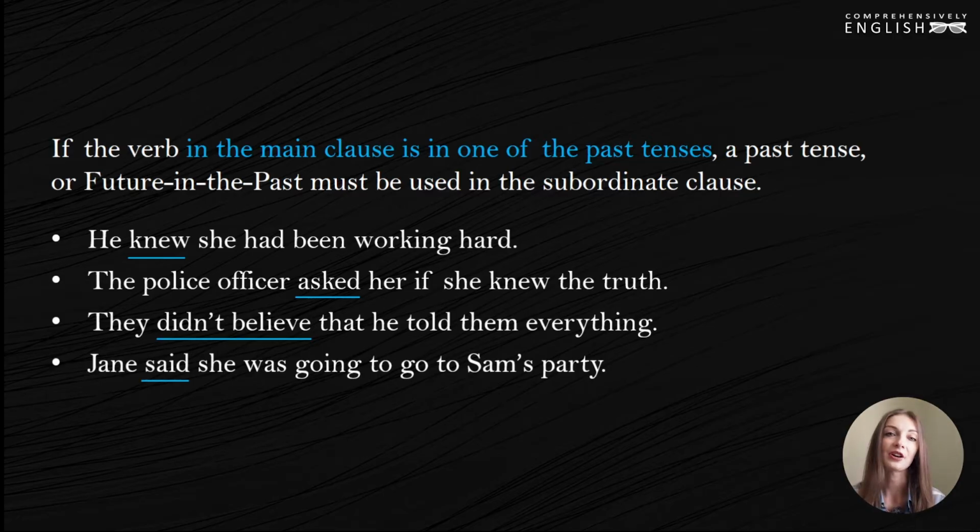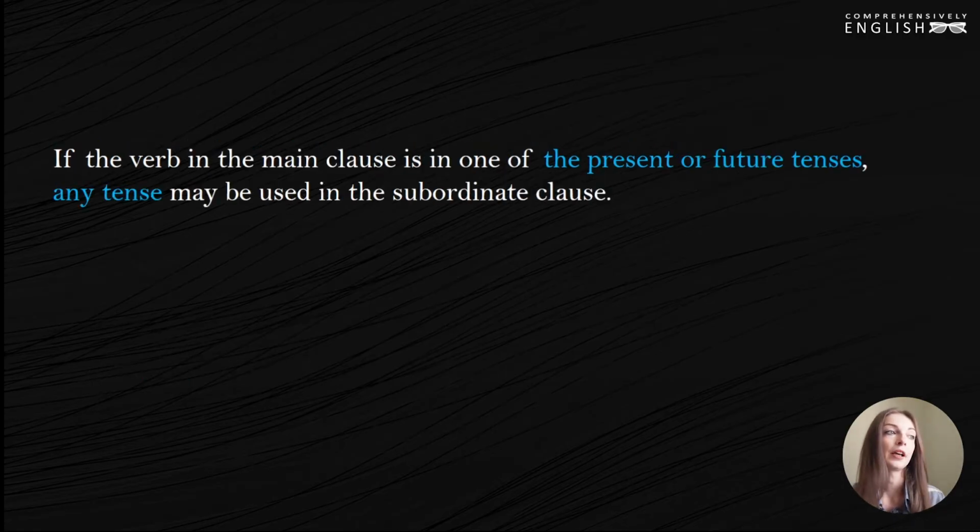Now, another scenario that we can encounter is when the verb in the main clause is in one of the present tenses or in one of the future tenses. Let's see. If the verb in the main clause is in one of the present or future tenses, any tense may be used in the subordinate clause, depending on what we want to express. Let's look at these examples.